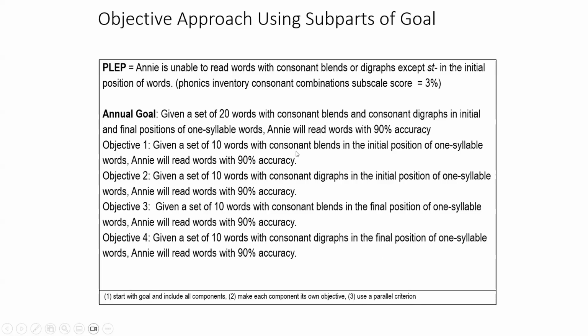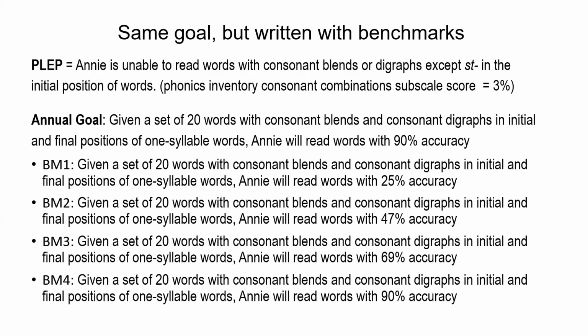So here we have consonant blends in the initial, consonant digraphs initial, consonant blends final, consonant digraphs final. Those are the 4 possibilities that we have between the type of sound and the type of position. In each case, we have given a set of 10 words, and we have a parallel criterion to our goal, always 90%. So here we have the same goal, but we're going to write it with benchmarks.